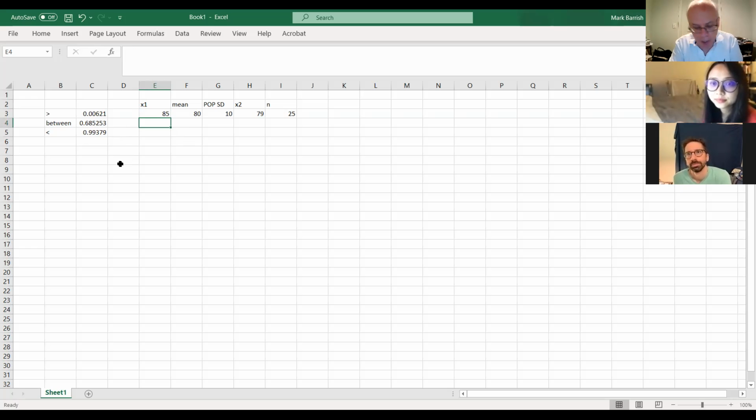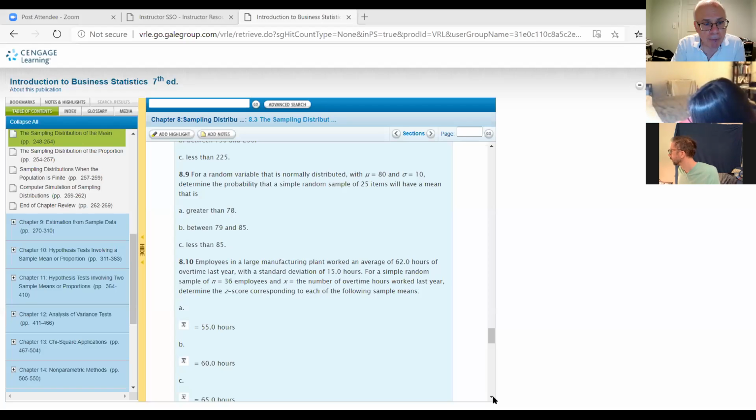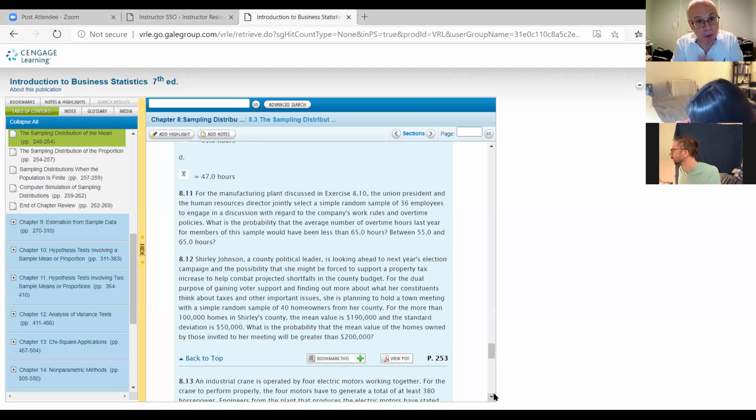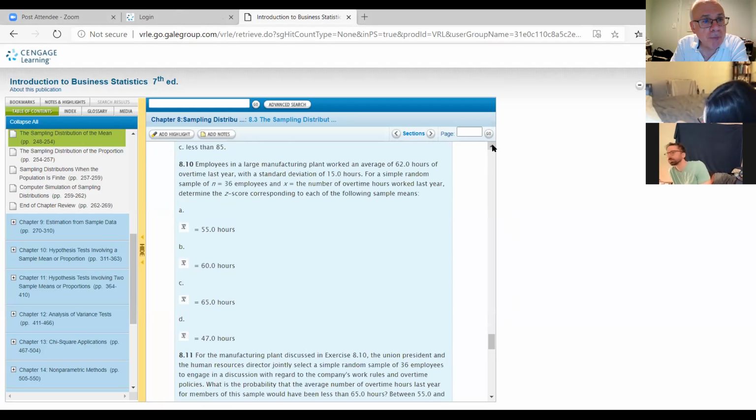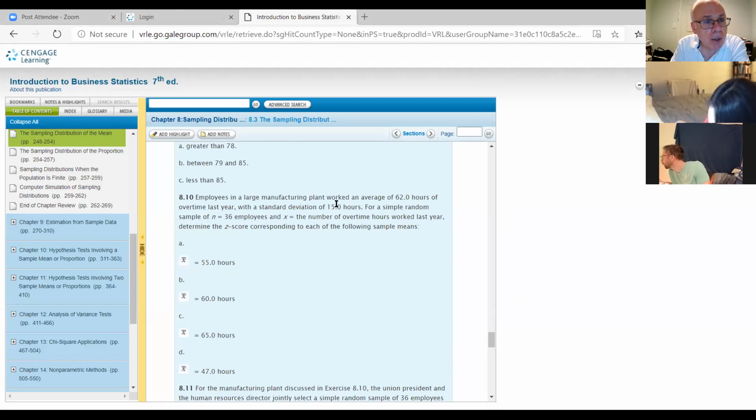Let's go to 8.11. Let's go to number 11 in the book. So it's a word problem, and it's referring to exercise 8.10. It says, from the manufacturing plant discussed in 8.10. So let's just look at 8.10 really quickly. Employees worked on average 62 hours of overtime last year with a standard deviation of 15 hours. So that's your population mean and standard deviation. Mu is 62, standard deviation 15, and a simple random sample of 36 employees is taken. So that's your small n: 62, 15, and 36.